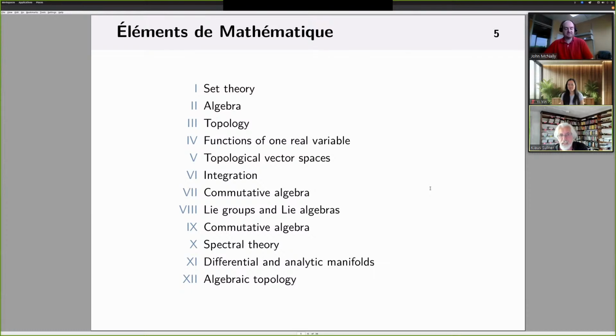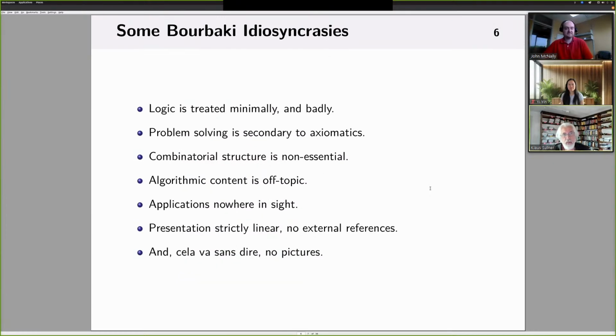Now, to be clear, these are not meant to be textbooks, right? But they're meant to build this big structure, this big sandbox in which you can play mathematics. But the basic ideas percolated all the way down to high school mathematics, where they cause damage. And so, what are the problems with this Bourbaki approach?